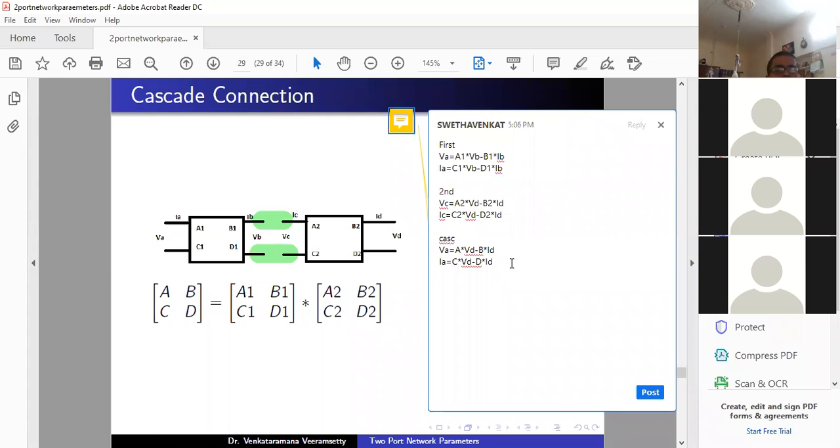Now, see, in the very initial class, I told that in every two-port network we assume the currents are moving towards the port, right? Now, anyone can tell, if we make the cascade connection between the two-port networks, what is the relation between IB and IC, and what is the relation between VB and VC? After the cascade connection, what is the relation between IB and IC, and VB and VC?